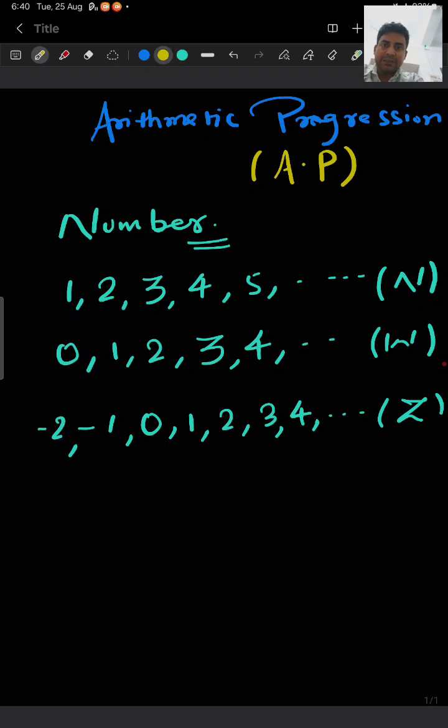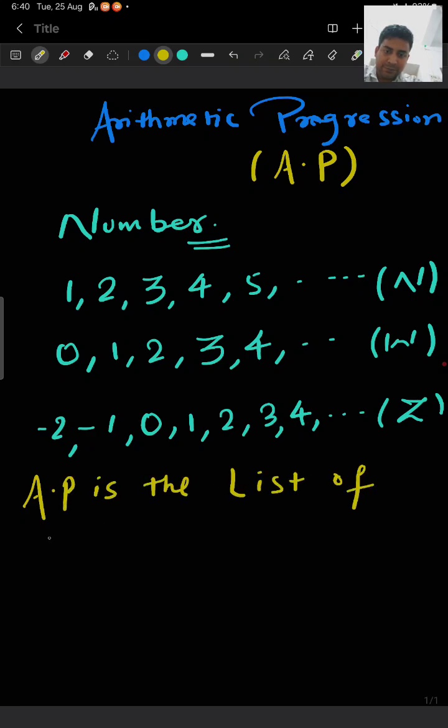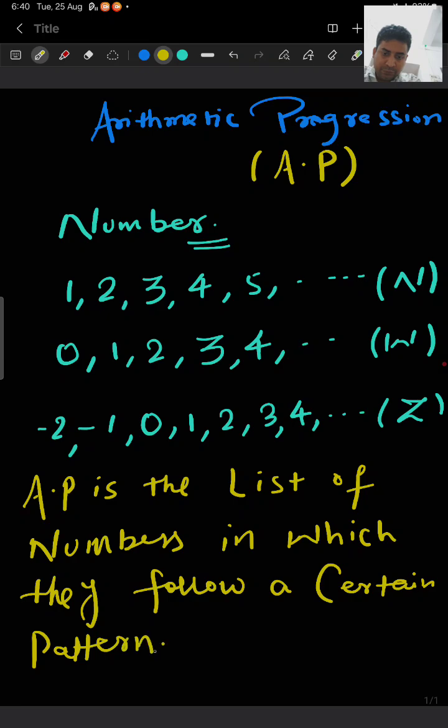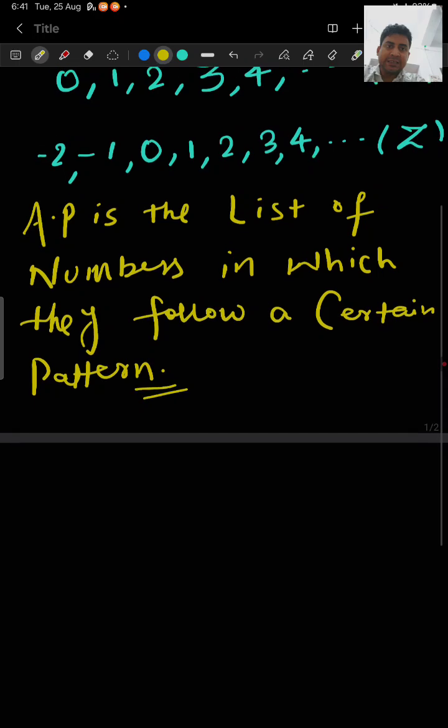Then what is AP? AP is a list of numbers in which they follow a certain pattern. Okay, what is this pattern? Actually, this pattern is that when we add a fixed number to the preceding term, we will get the next term.